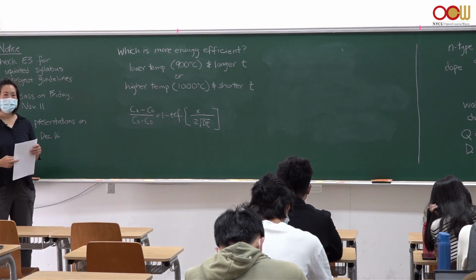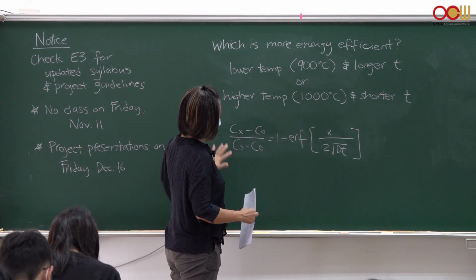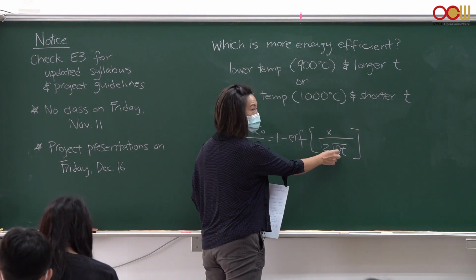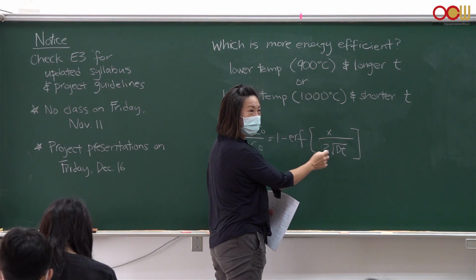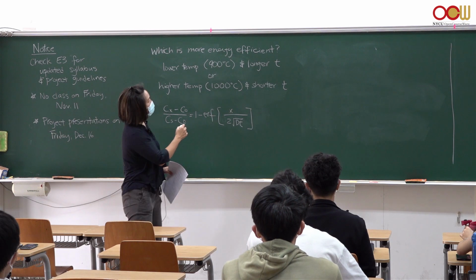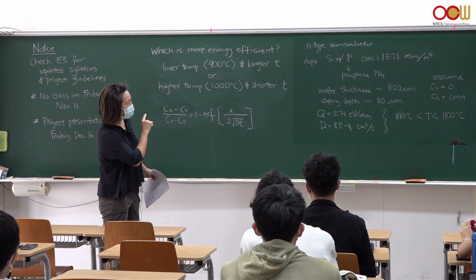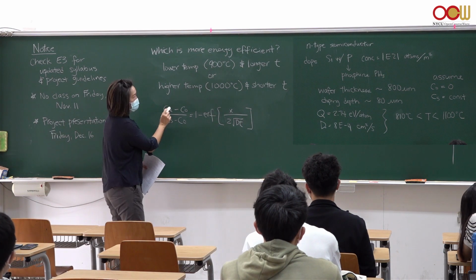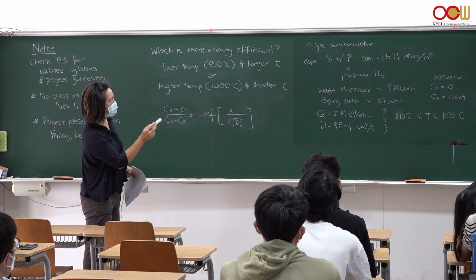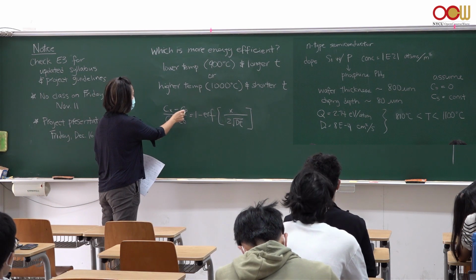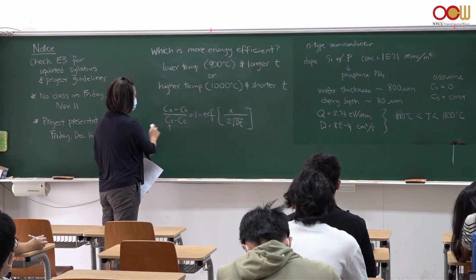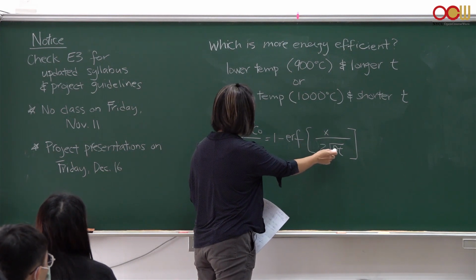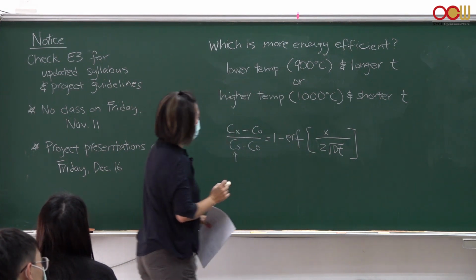We have this equation, right? And we have all of the information that we need here. We already have the diffusion coefficient. Well, actually, we're not given that, but we're given enough information to calculate it. We are given Cx. Cx is 1 times 10 to the 21. C0 is 0. We don't know Cs, but we know it's constant. We have x. We have enough information to find D, and so forth.